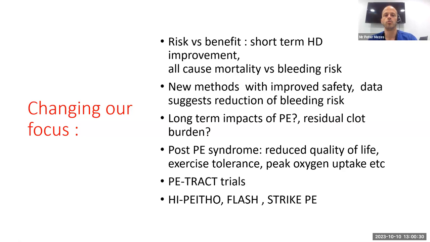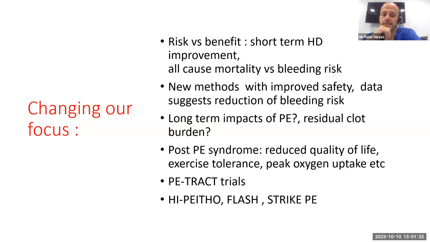So the trials so far usually focused on comparing risk versus benefit, in terms of short-term hemodynamic improvement or improving mortality versus the bleeding risk. But now with the data emerging that these new devices can treat the patient with significantly less bleeding risk, maybe there is time to refocus our research and think about what other outcomes, especially long-term outcomes, we should look at, whether removing the clot burden will help the patients avoid the so-called post-pulmonary embolism syndrome, which often results in reduced quality of life, reduced exercise tolerance and reduced peak oxygen uptake.